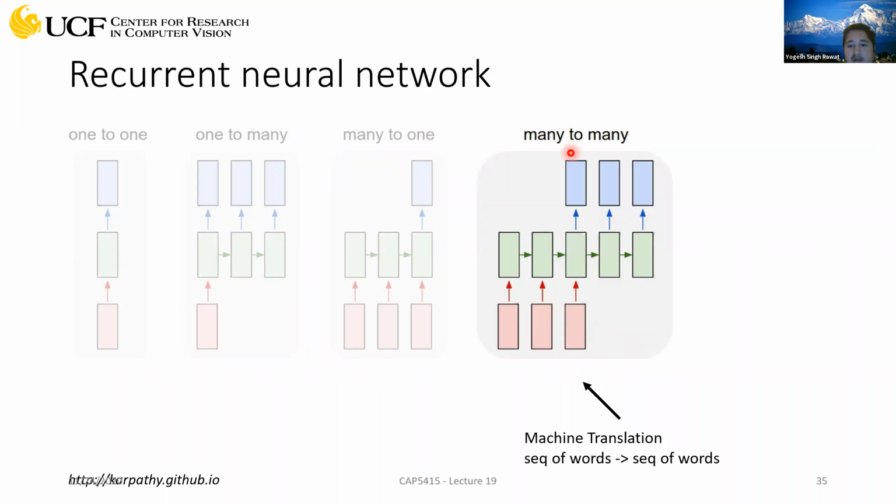The other variant is many to many. So again, you have a sequence of input, and you're also predicting a series of output. And this is like the recurrent structure. A good example is machine translation. It could be a sequence of words to a sequence of words. For example, if you have something written in English and you want to translate that to Spanish. So that's machine translation, sequence of words to sequence of words.